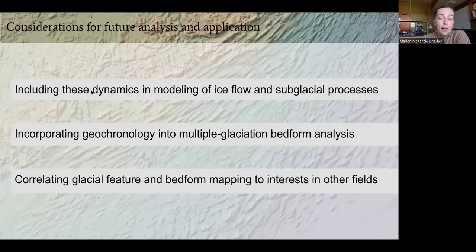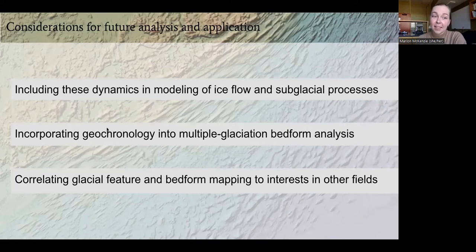So that wraps up my results part of this talk, but I would also like to share some of my ideas on future analysis and application. I've been thinking a lot about including these types of dynamics in modeling of ice flow and subglacial processes. There are some really great scientists that are working on these questions, and so they have been on my mind.